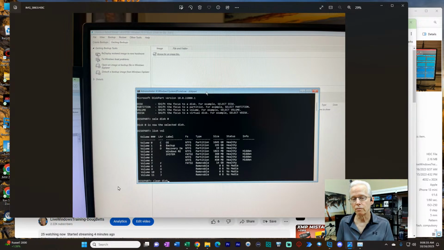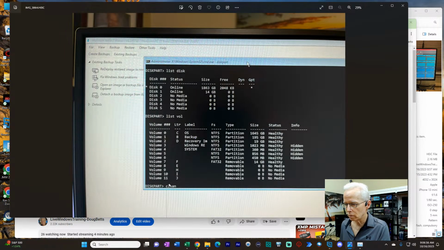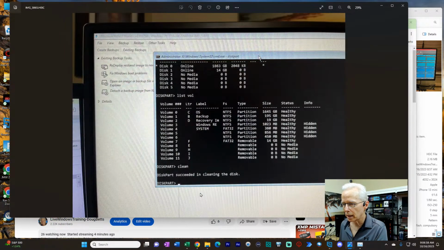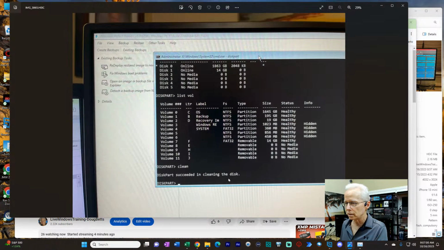I want to reformat the spinning drive to use it as backup storage. So I wanted to do a clean disk. This is where I'm doing the clean disk using DiskPart from the Macrium Reflect thumb drive. Then in the next one, I do the clean command, and DiskPart succeeded in cleaning the disk.